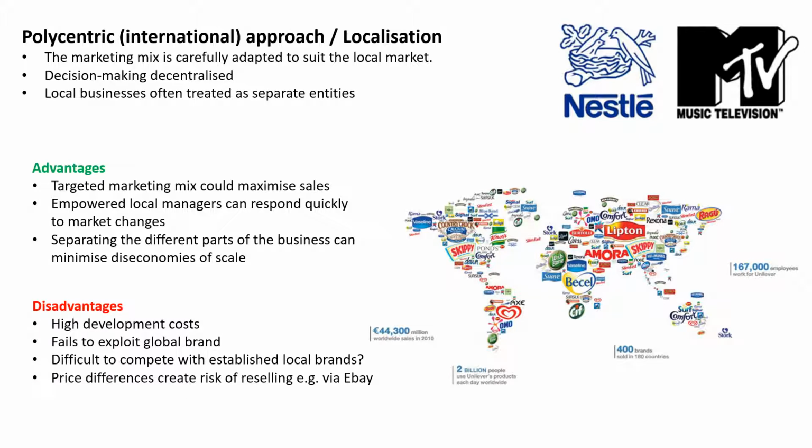On the flip side, we perhaps have high development costs. You have to develop a different product for each particular market. It fails to exploit any benefits of having a global brand name. It might be difficult to compete with established local brands, and price differences can create the risk of reselling from one market into another via eBay. If we're offering something very cheaply in one market, people might then sell it into another market where we're trying to use a more premium price.